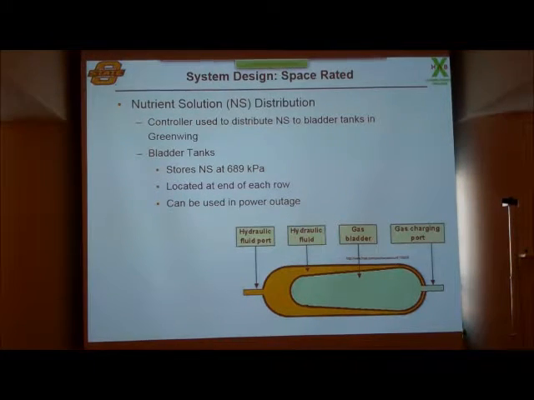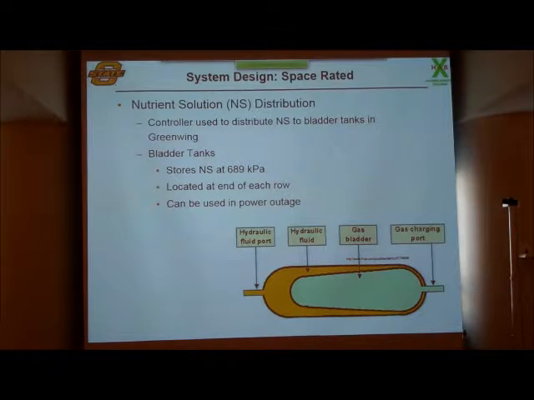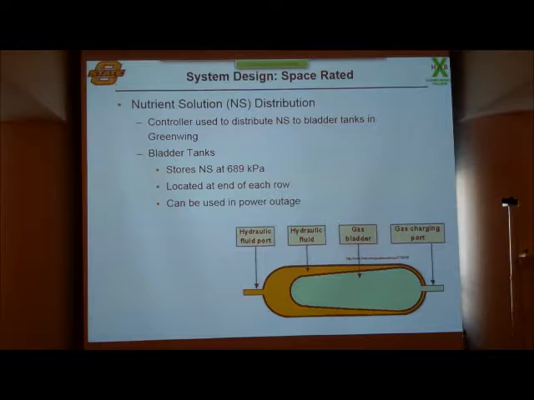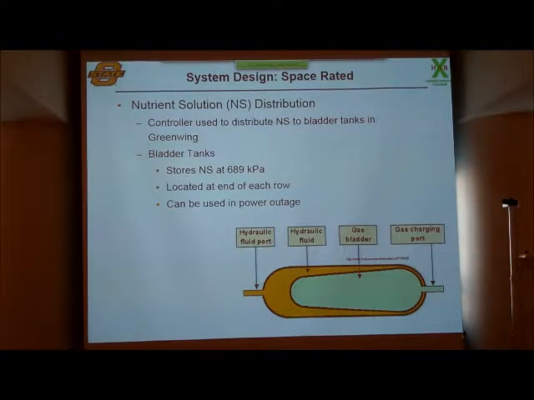To distribute our nutrient solution out to the aeroponic tubes, we'll be using a bladder tank, and we'll store the nutrient solution at 689 kilopascals. That's around 100 psi. These bladders will be placed at the end of each green wing. And since they're pressurized, we can actually allow a manual relief valve. So in the case of a systems failure, instead of letting the roots dry out, which takes about an hour to 2 hours, depending on the plant, our astronauts will be able to go in there and manually release the valve to try to keep water on the roots until the problem is resolved.